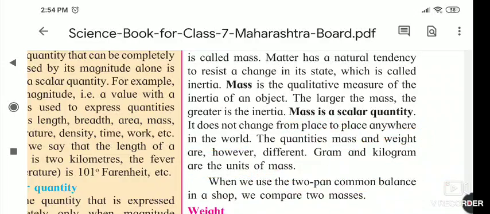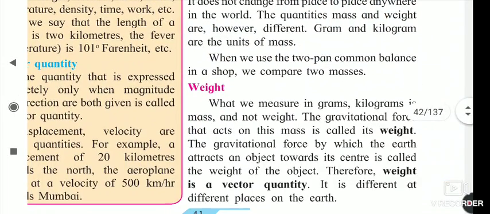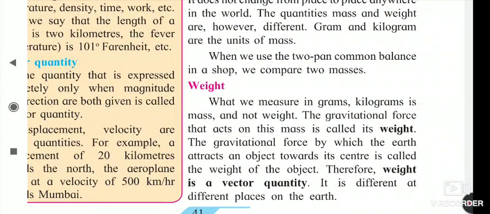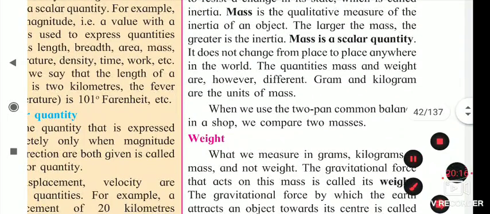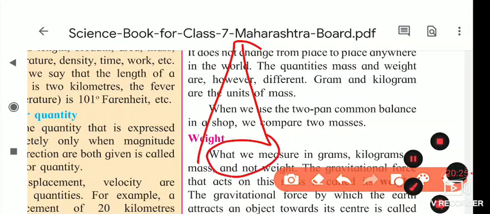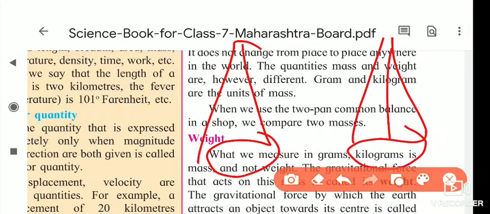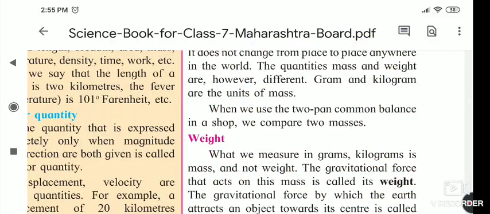When we use the two-pan common balance in a shop, we compare two masses. When you go to a shop and take, suppose, 1 kg of potatoes, the shopkeeper has pans: in one pan he keeps the weight and in the other he keeps the potatoes, and then we are comparing the two masses. So this is called mass.